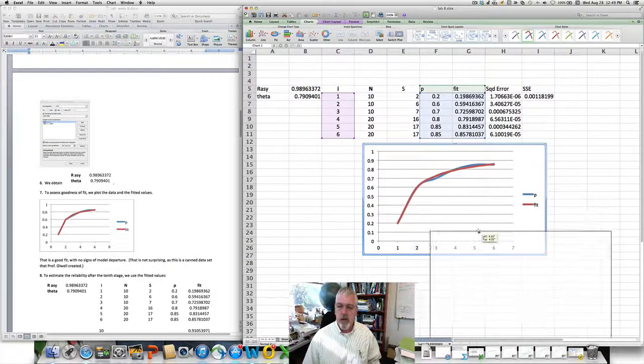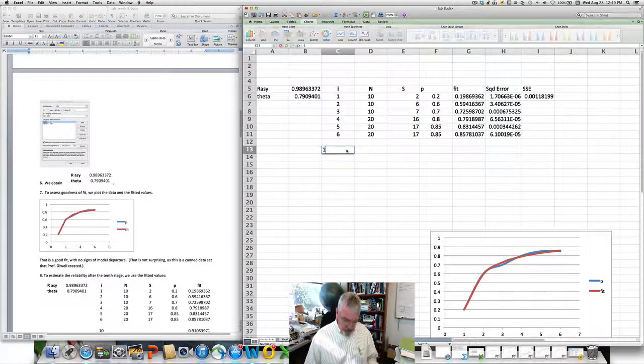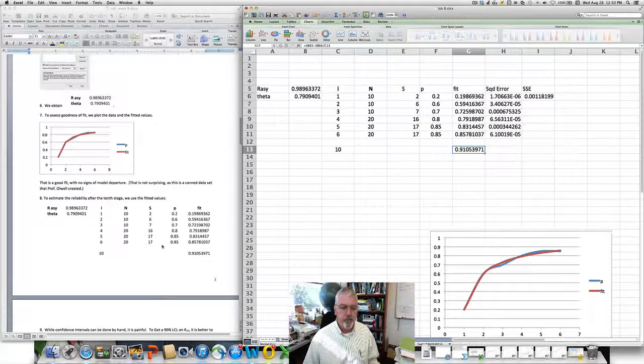All right, so if I wanted to estimate what the reliability would be after the 10th stage, I could put in a stage labeled 10, and I'll just copy my fitted formula down to that, because remember that is a function of these fixed parameters and the stage number. It says at the end of 10 stages of doing this, I would expect my reliability to go up to 91%, which is not a lot of gain for a lot of additional testing, but that's the nature of a hyperbolic curve.